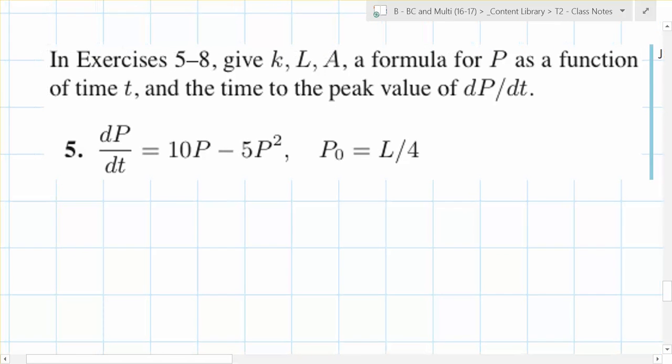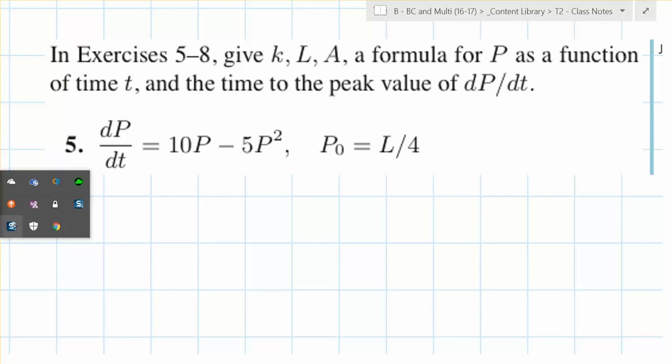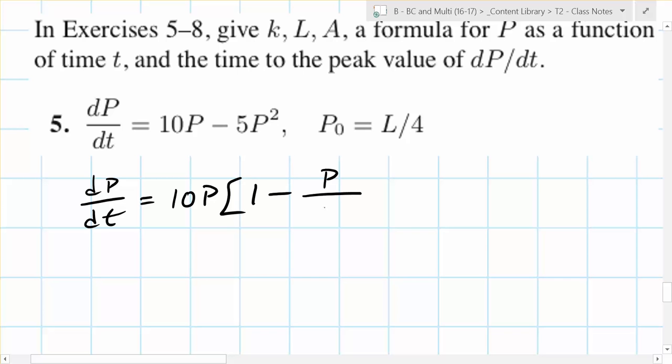You are now given enough information to actually solve for the complete differential. Why do you have to factor? It's not in the right form, is it? So what do you have? dt, what do you factor out? Factor out 10p, because then it was 1 minus what? P over what? P over 2, right? Do you agree?